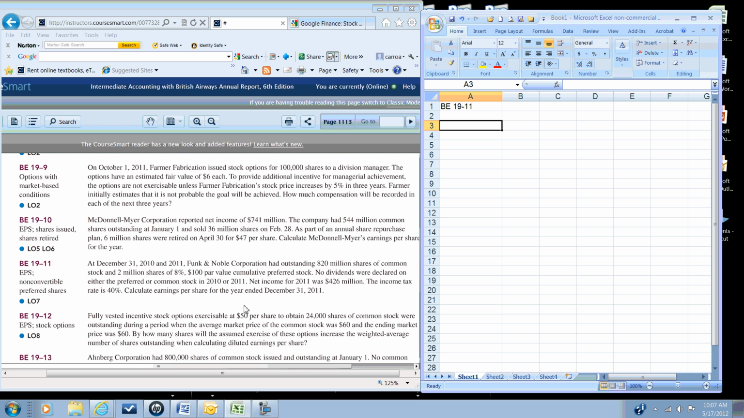For 2011, the company had net income of $426 million. And let's work in millions to make things easier.